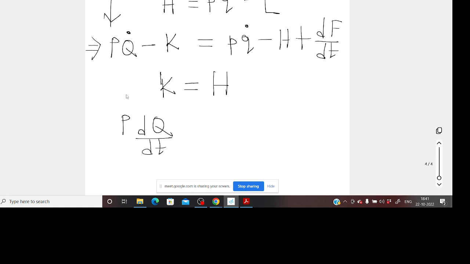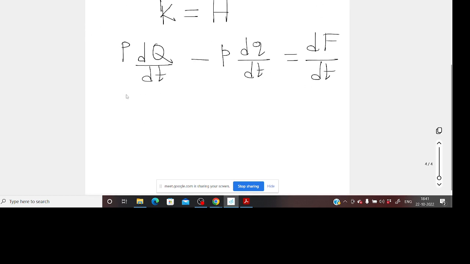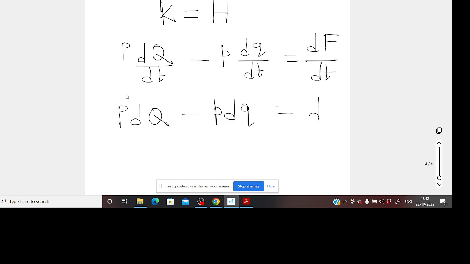P into dq dt, I mean this q dot is equal to dq dt, right? And this small q is equal to this, you can write then, and if you multiply both sides with dt, then you have this. So if you have any canonical transformation from small p small q to capital P capital Q, then it will satisfy this equation. Now what does this mean?